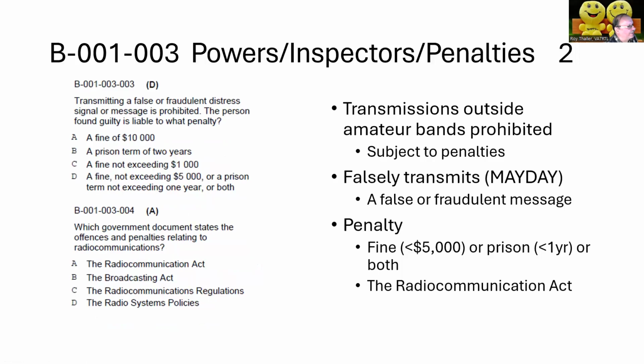The next one is, if you transmit a false message or a distress signal, what's the penalty? It could be a fine of less than $5,000 or a prison term of less than 1 year or both. These penalties are defined in the Radio Communication Act.